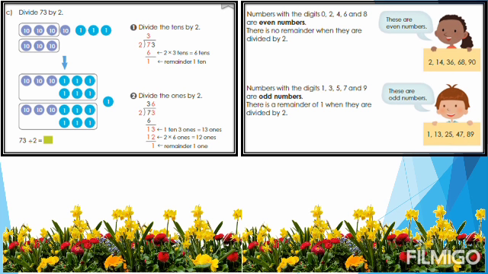Numbers with the digits 0, 2, 4, 6, and 8 are even numbers. There is no remainder when they are divided by 2. So don't forget that one, class. And remember also, class, and take note of this, numbers with the digits 1, 3, 5, 7, and 9 are odd numbers. So there is a remainder of 1 when they are divided by 2.